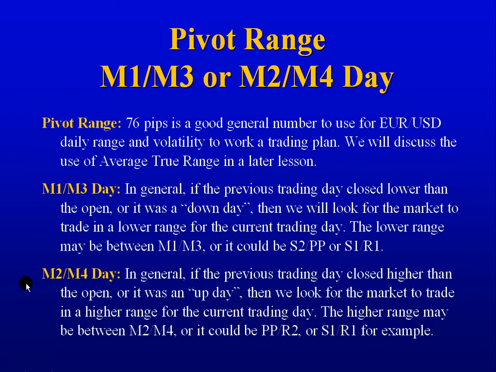The same applies to an M2, M4 day. In general, if the previous trading day closes higher than the open, or if it was an up day overall, then we look for the market in the current day to trade at a higher range. And the higher range may be M2, M4, so ranging between the support and resistance of M2 and M4 levels, or it could be the central pivot point and R2, or S1 and R1, for example.